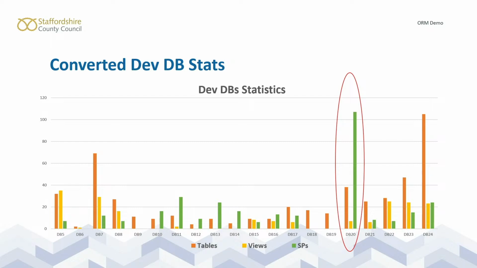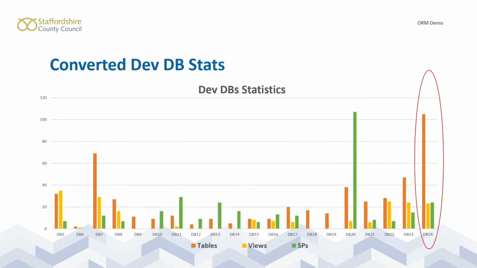Because that's how they did it. So, number, what's that, 24. You got a high number of tables, but a low number of views and stored procedures, because that was using a system developed with a very early adopter of an ORM. It wasn't Entity Framework, but it was very similar.